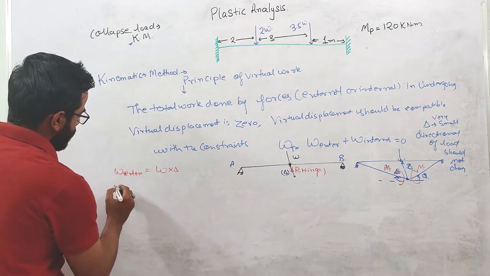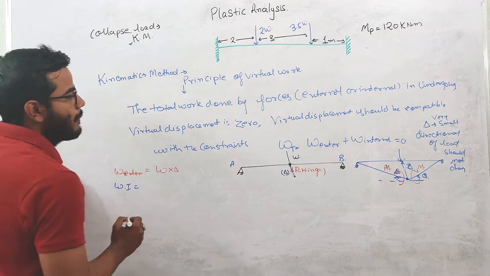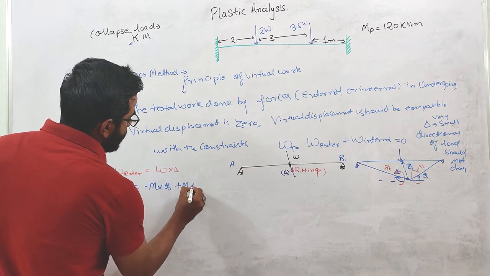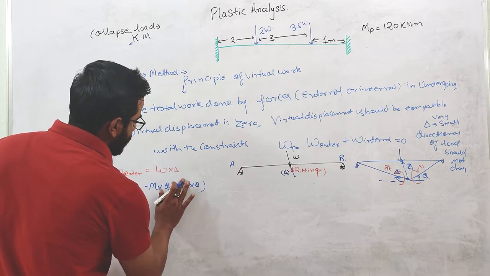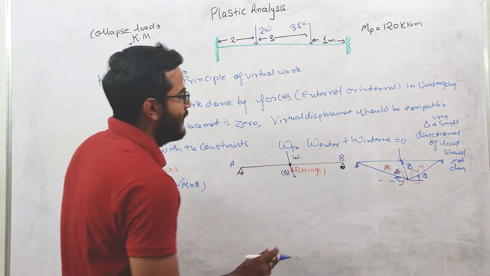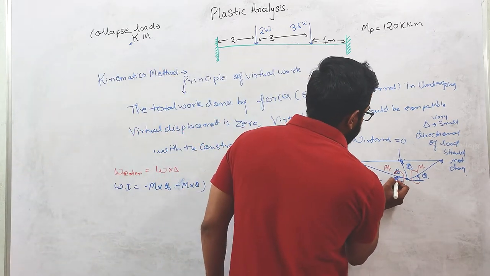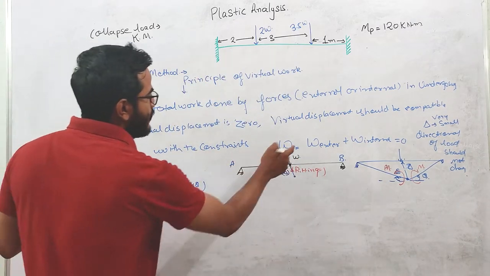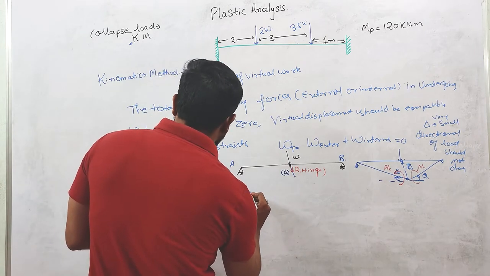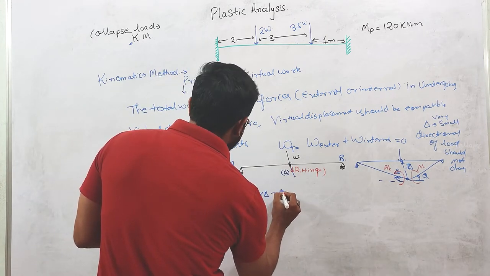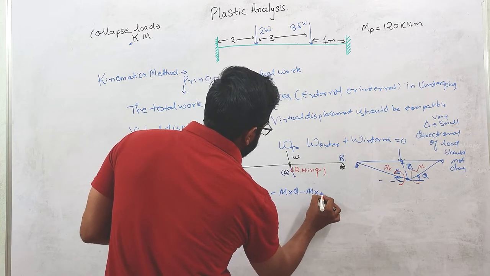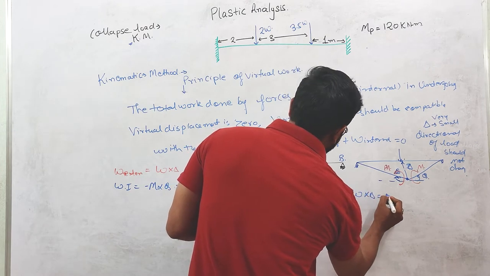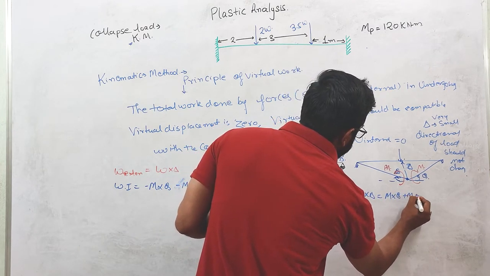Internal work is equal to M into theta with a minus sign plus M into theta again with a minus sign. Why the minus sign? Because the direction of this M is opposite to the direction of the rotation. If I put these values in the equation, I can write W into delta minus M theta minus M theta equals zero. So this equation becomes W into delta equals M theta plus M theta.